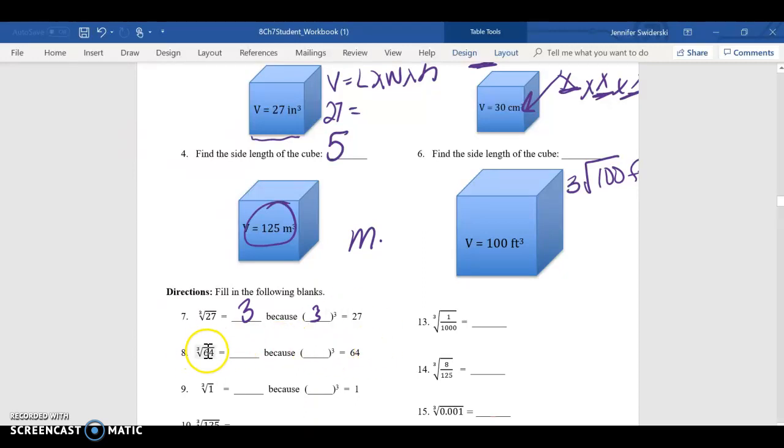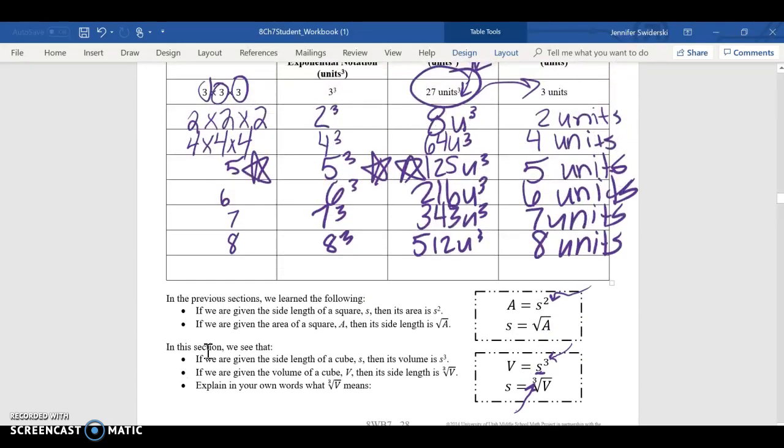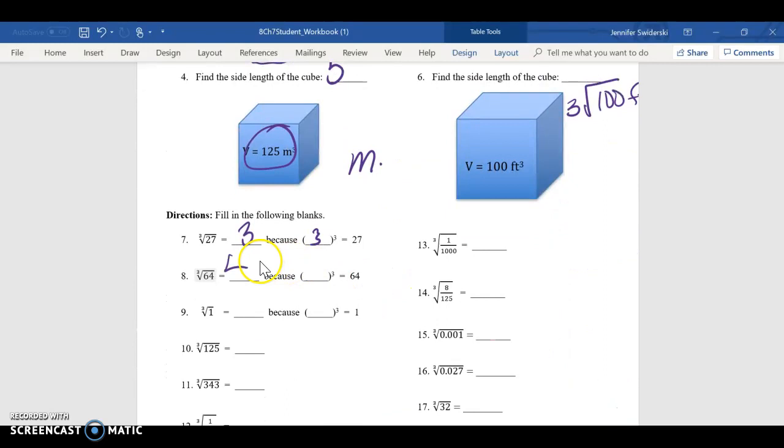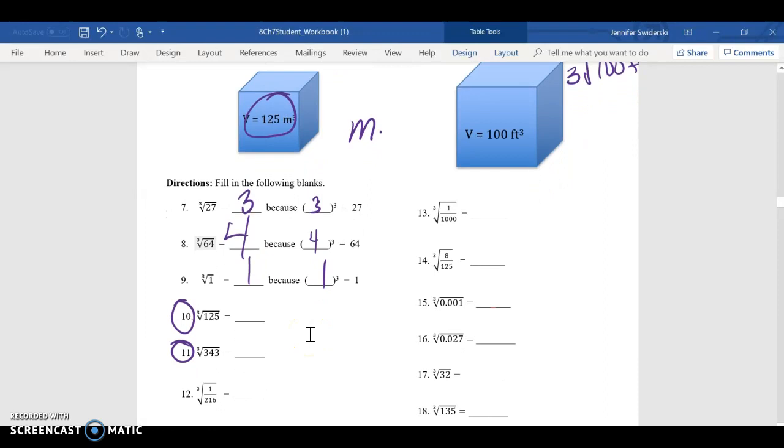What about the cubed root of 64? Well, let's check back up here. Cubed root of 64 is 4 because 4 times 4 times 4 gives me 64. Okay, the cubed root of 1 is just 1 because 1 to the third power is still 1. Okay, what about the cubed root of 125 and 343? Go ahead and try those on your own. Freeze the screen and go ahead and move on.